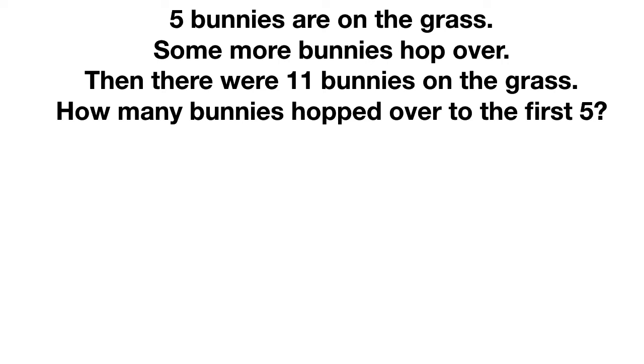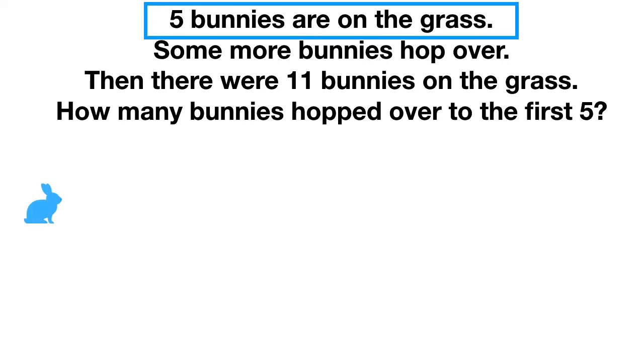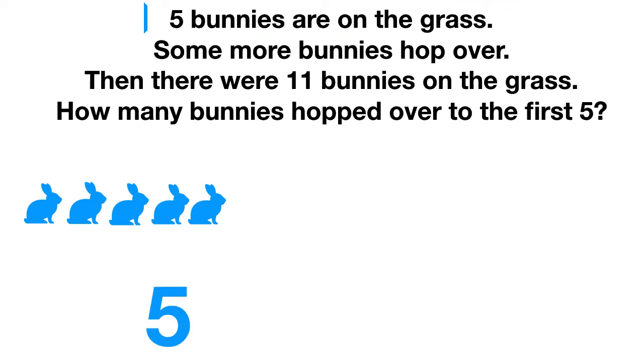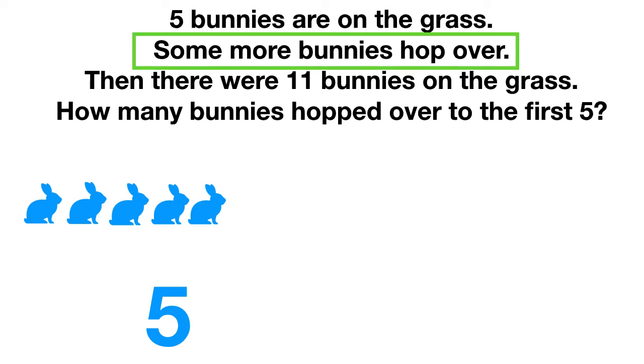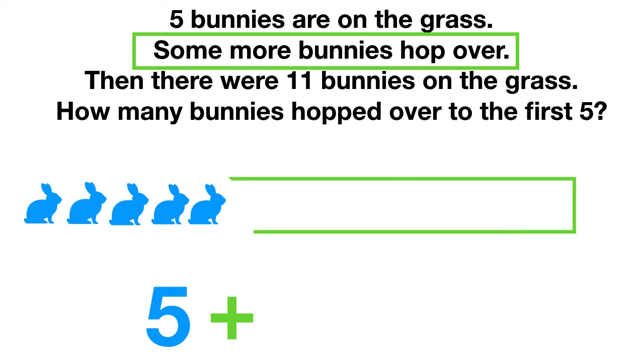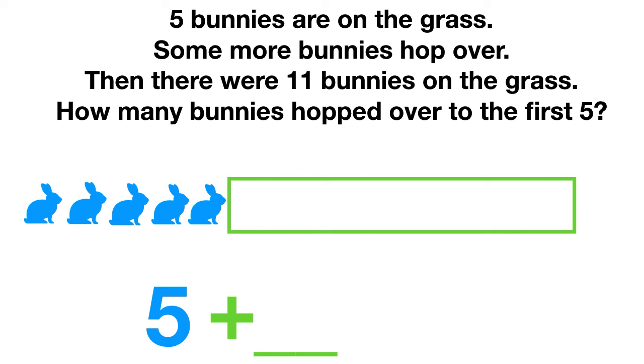Well, we know we started with 5 bunnies on the grass. 1, 2, 3, 4, 5. In our number sentence, we can start with a 5. Then we learn some more bunnies hop over. Well, if more bunnies are hopping over, we're adding. But we don't know exactly how many. It's a mystery amount. So we're adding a blank in our number sentence.